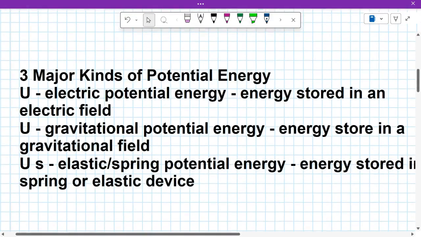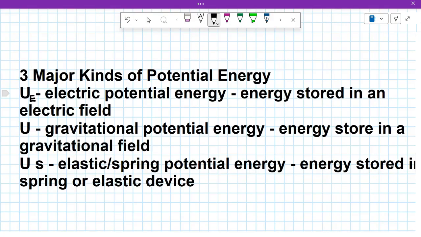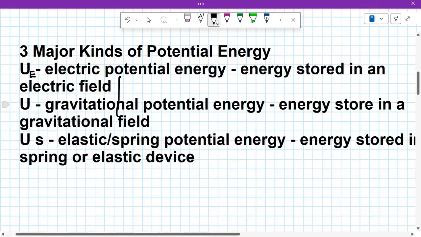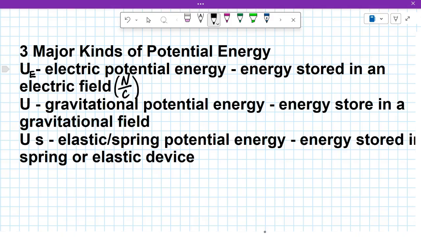So we have three major kinds of potential energy. We have electric potential energy, which we could represent with a U_E. This is energy stored in an electric field. Now here's a fun fact: the units for an electric field are newtons per coulomb. So they tell us the amount of newtons, or force, a charge feels. Coulomb is the unit for charge.